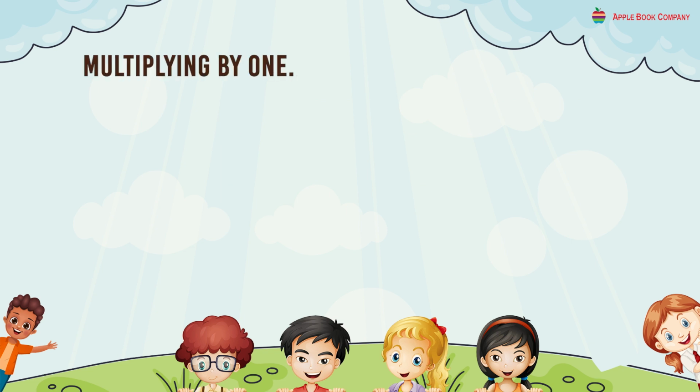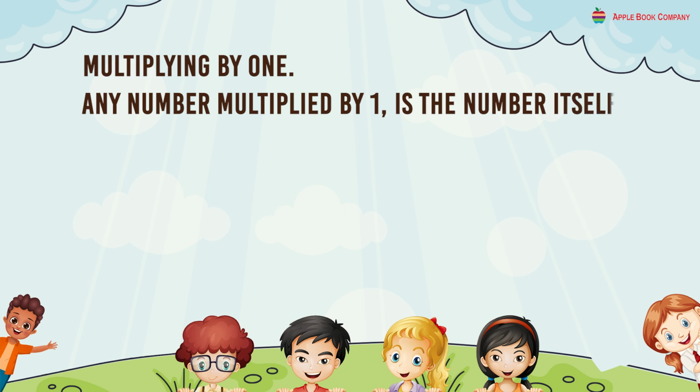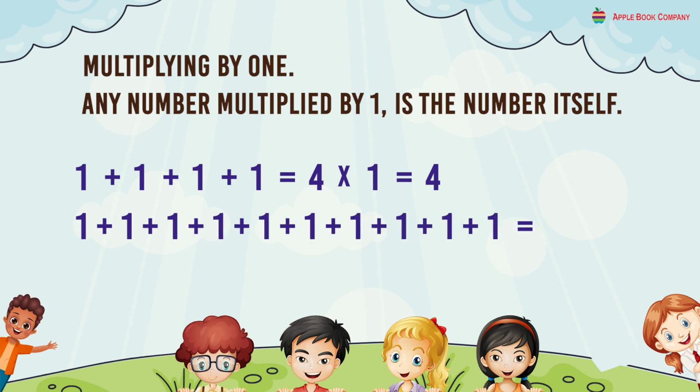Multiplying by 1. Any number multiplied by 1 is the number itself. 1 plus 1 plus 1 plus 1 is 4. 4 multiplied by 1 is 4. Similarly, 1 added 10 times becomes 10 multiplied by 1, that is 10.